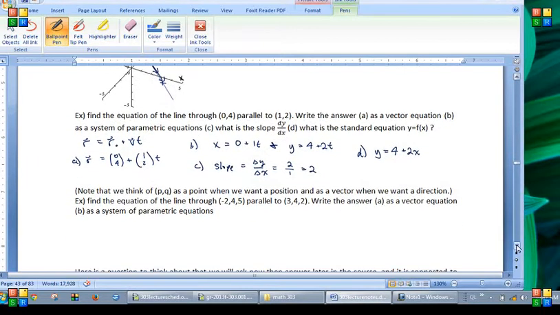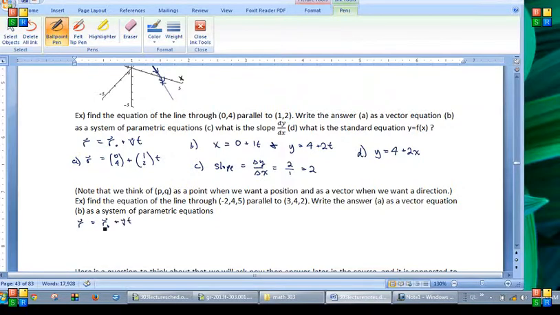So now we'll do this problem in 3 dimensions. Find the equation of the line through this point, (-2, 4, 5), and parallel to this, (3, 4, 2). So once again, keep in mind, through a value, we have to think of it as a position, so it's a point. Parallel to, that means we want to think of that as a direction, so treat it as a vector.